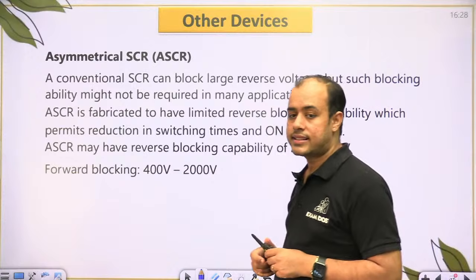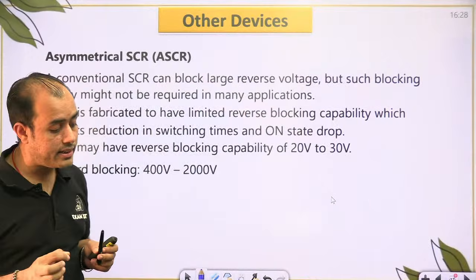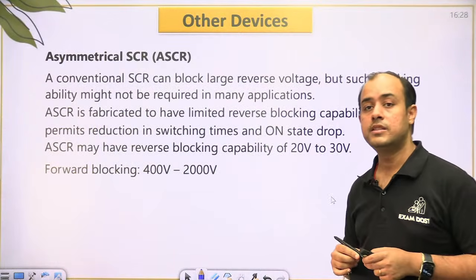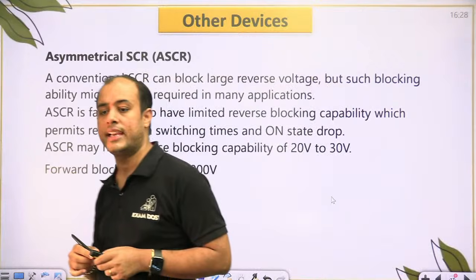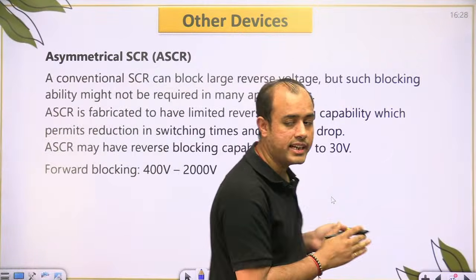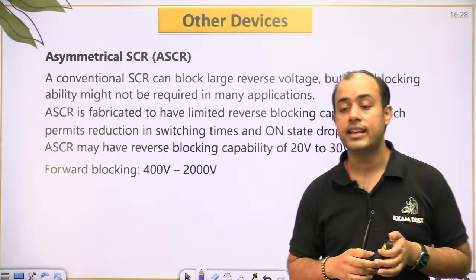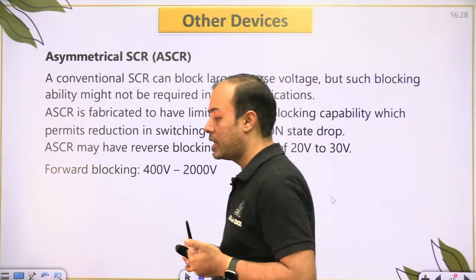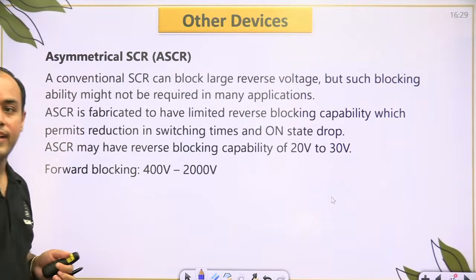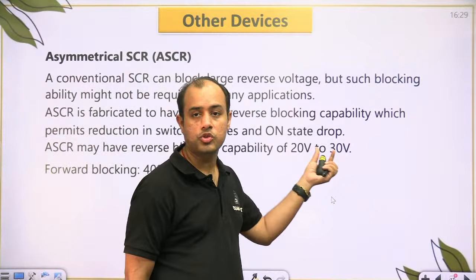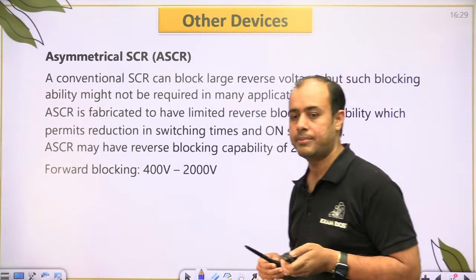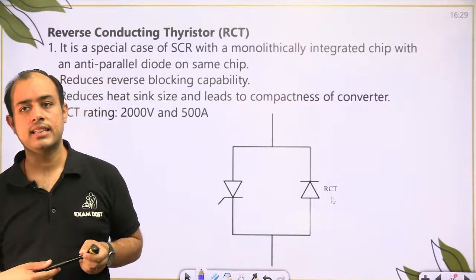Now next is ASCR, asymmetrical SCR. Asymmetrical SCR माने the reverse blocking capability of this SCR is much smaller than the forward blocking capability. So symmetrical SCR माने the forward breakover voltage and the reverse breakdown voltage are equal. But asymmetrical SCR माने forward breakover voltage is high, but reverse breakdown voltage is very low. So it is of the range 20 volt to 30 volt, whereas forward blocking 400 to 2000. Okay.